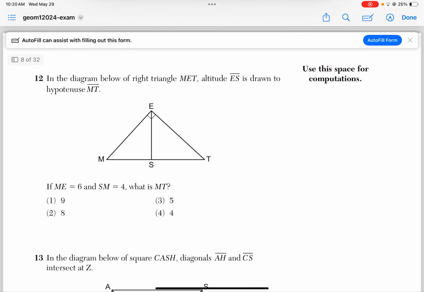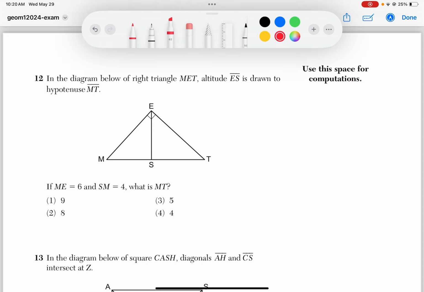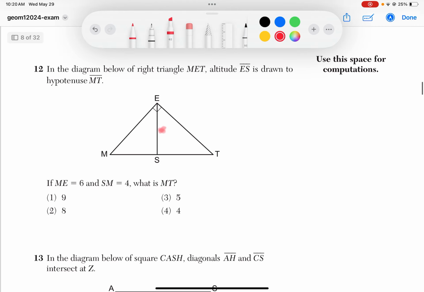Number 12, the infamous right triangle altitude. We know it's going to show up. We have to be ready for it. If I label the altitude X, and that's A and that's B, then if I take the altitude and I square it, it'll be equal to A times B. So using this, let's fill in what we can and solve for what we can't. ME is 6. Let's label these different colors. SM is 4. What is MT?